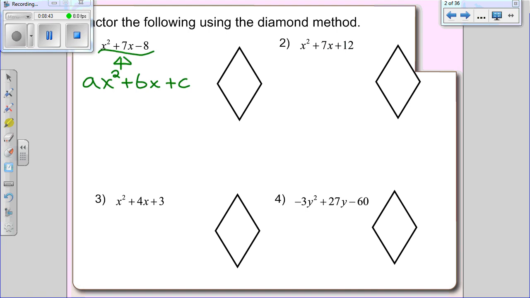The top of your diamond is A times C. So in our case, it would be 1 times negative 8, because that's what A and C are. So the top of my diamond is negative 8. The bottom of your diamond is whatever your B value is, which would be plus 7.